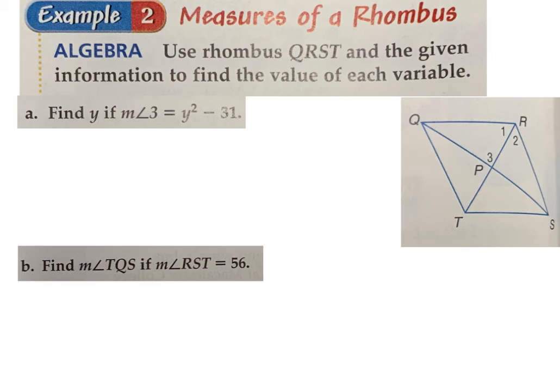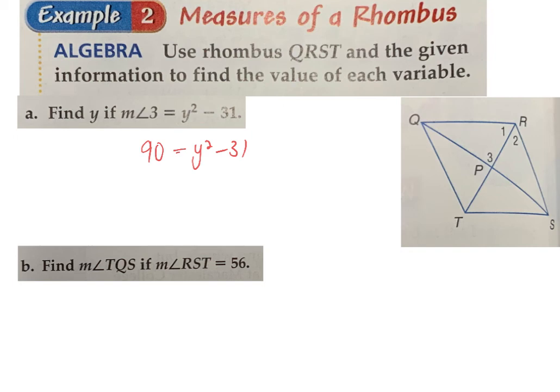Use rhombus QRST and the given information to find the value of each variable. So they have told us that it is a rhombus. Find y if the measure of angle 3 is y squared minus 31. What do we know about the diagonals of a rhombus? What did we just find out about them? They are perpendicular. Perpendicular means that angle 3 should be what measure? 90 degrees. So we should be able to say that 90 degrees equals y squared minus 31.